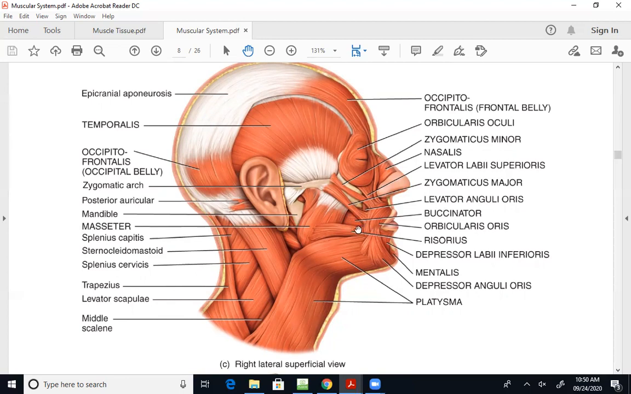The buccinator, you can see here just kind of in the middle. Remember that was shown on the previous page. It's harder to see because we've got like the masseter in the way. Orbicularis oris. And then you can skip on down to platysma.